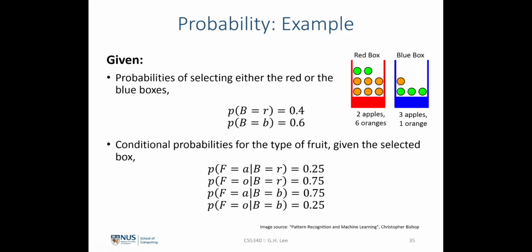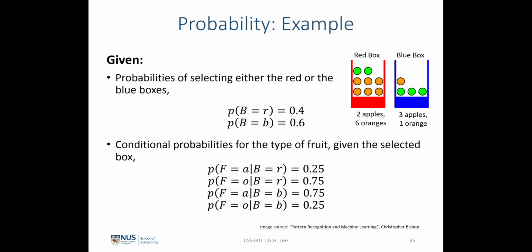So now we are also given the probabilities of selecting the red or the blue boxes as 0.4 and 0.6. Now this is a biased probability. This means that most of the people who are choosing any one of these boxes, their preference is skewed towards the blue box. They have a higher probability of selecting the blue box.